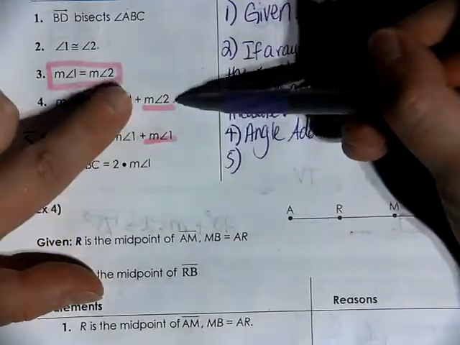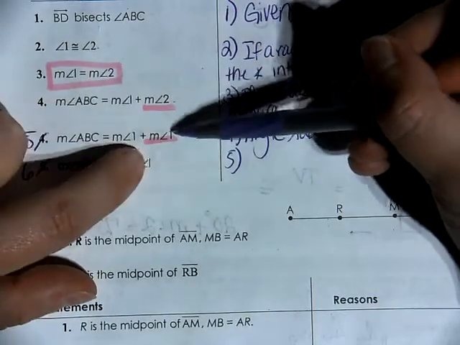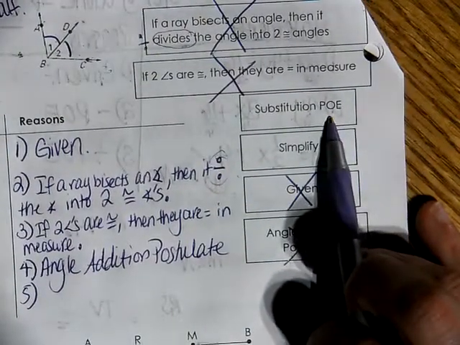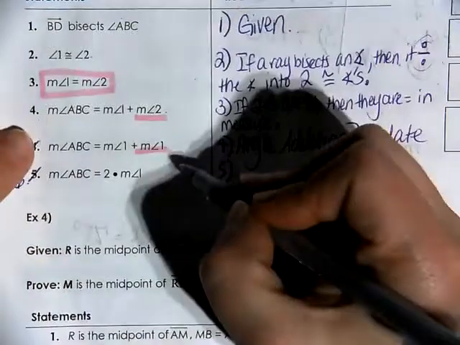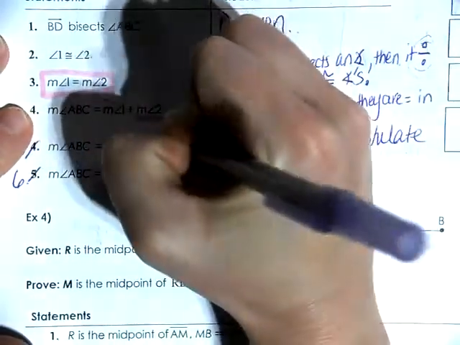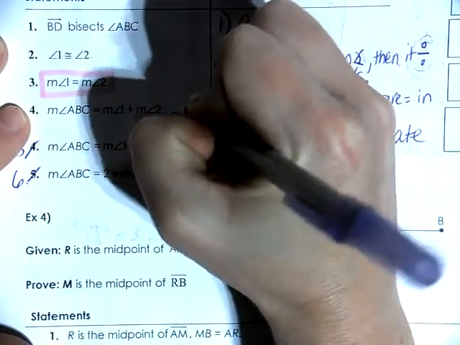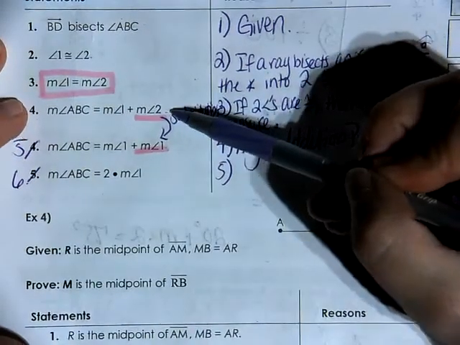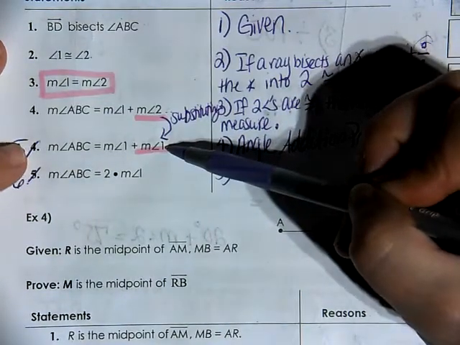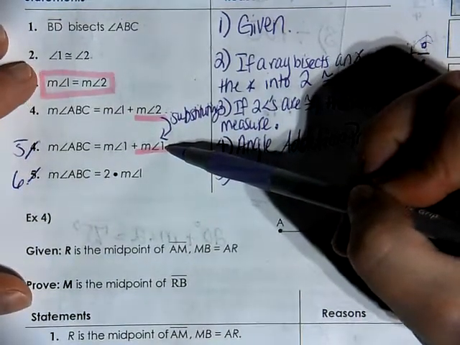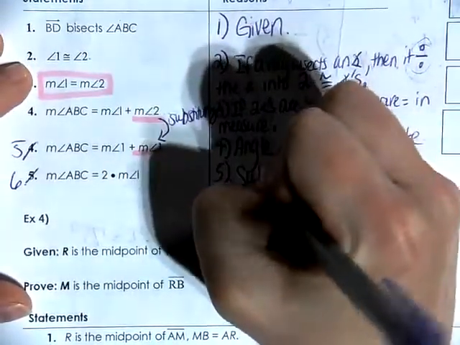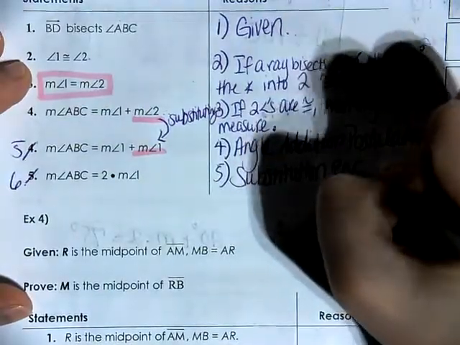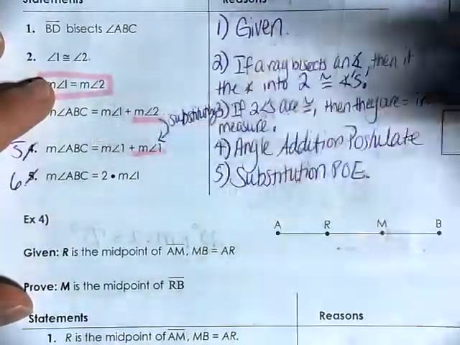So what happened here was a replacement. And we call replacements the substitution property of equality. So the reason why we're writing this is that we are substituting the measure of angle 2 with the measure of angle 1 based on information that came before. So this is the substitution property of equality because we are working with an equal sign.